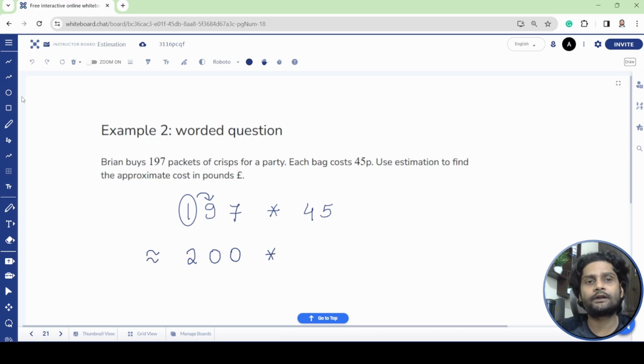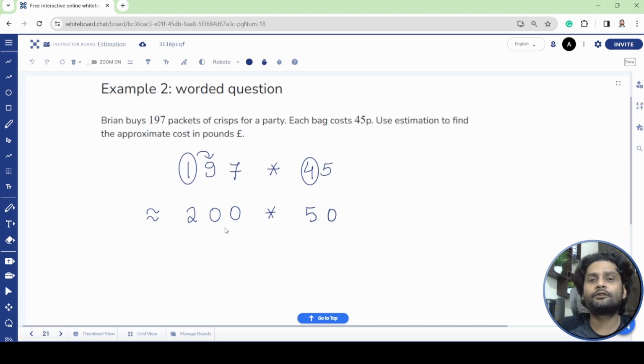Similarly, we can round 45 correct to one significant figure. We need to leave this 5 and replace it by 0, and again we have to add 1 to the previous number so that it follows the rules that we discussed. So approximately, students, we have 200 times 50. That's easier to solve. 5 times 2 is 10, followed by these 3 zeros.